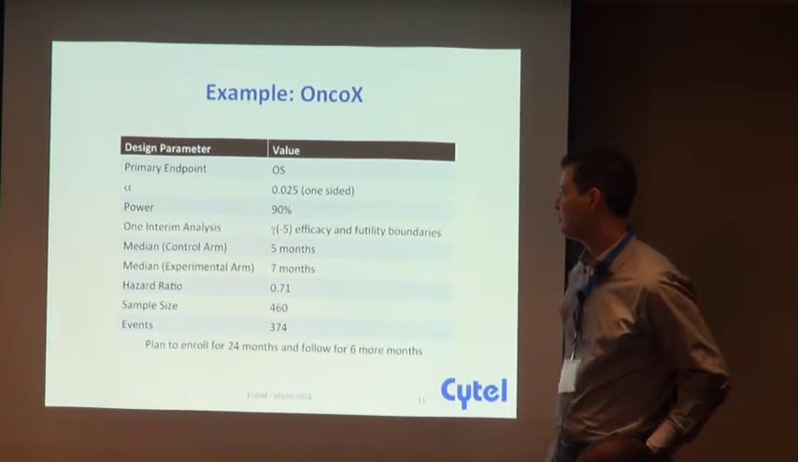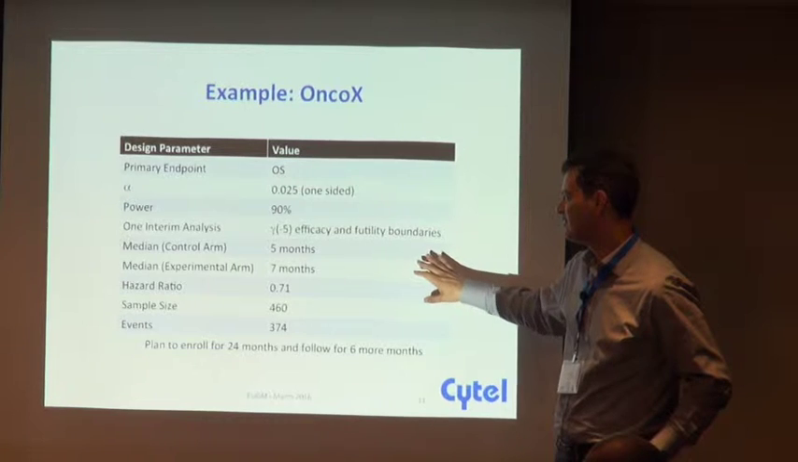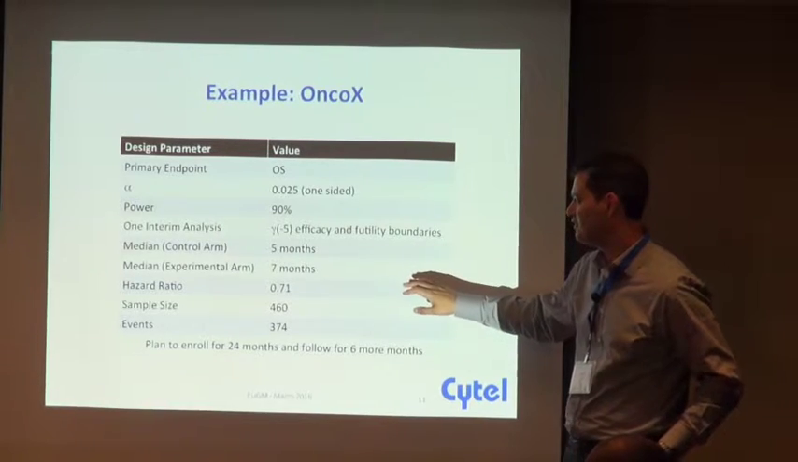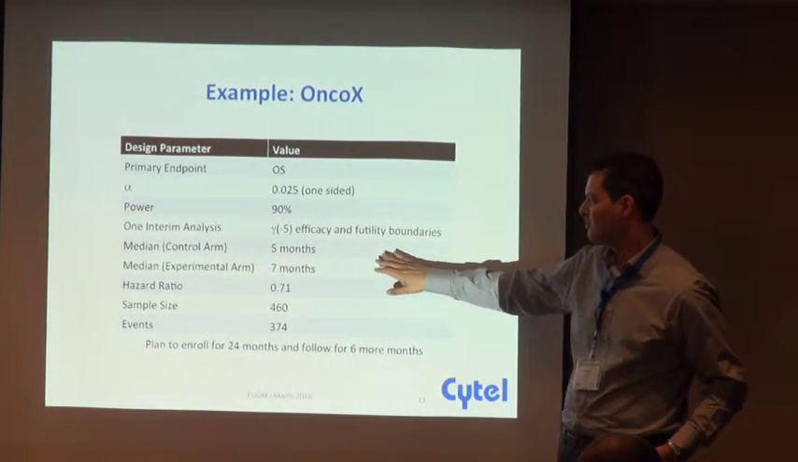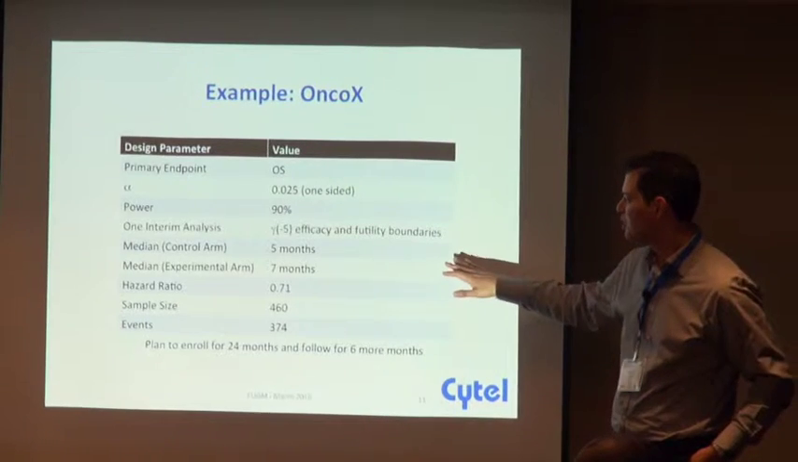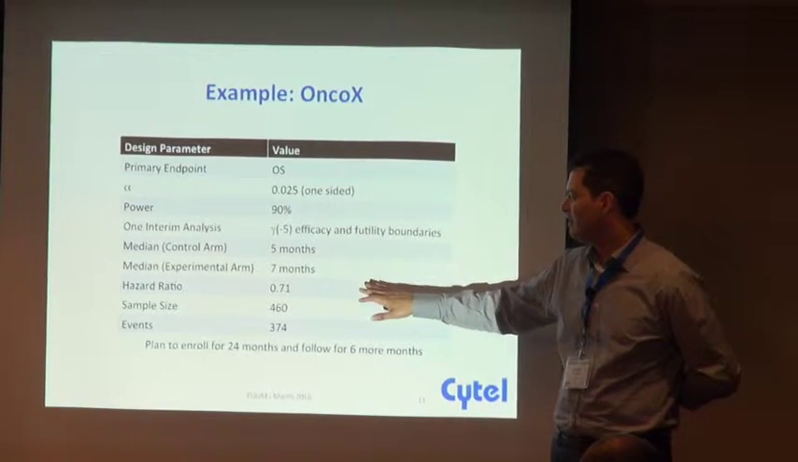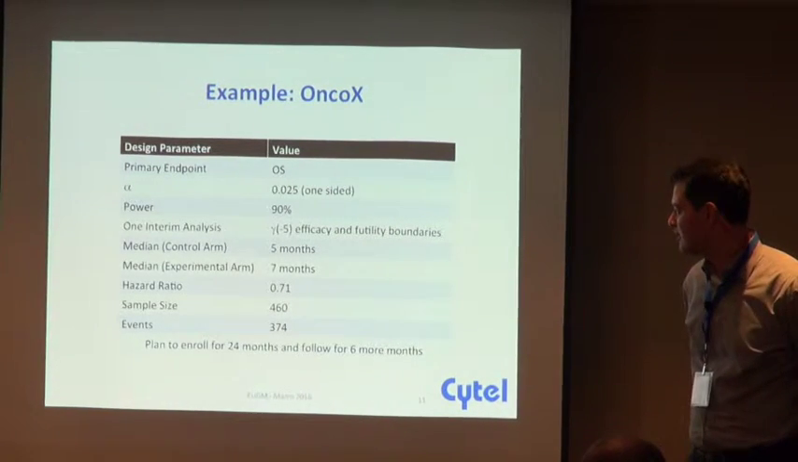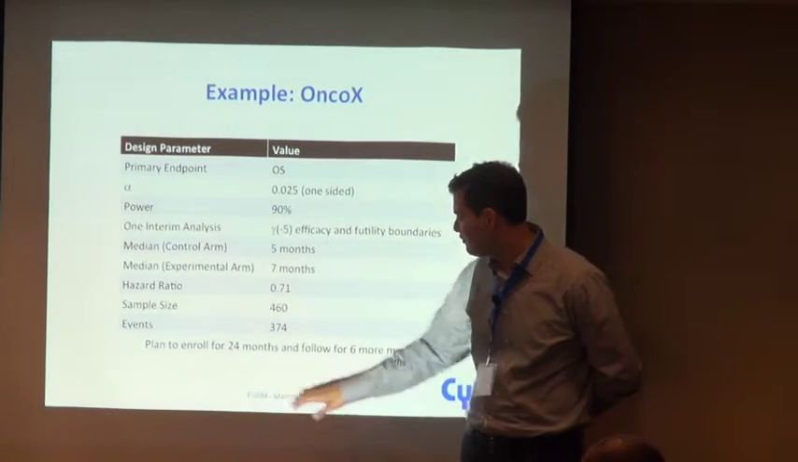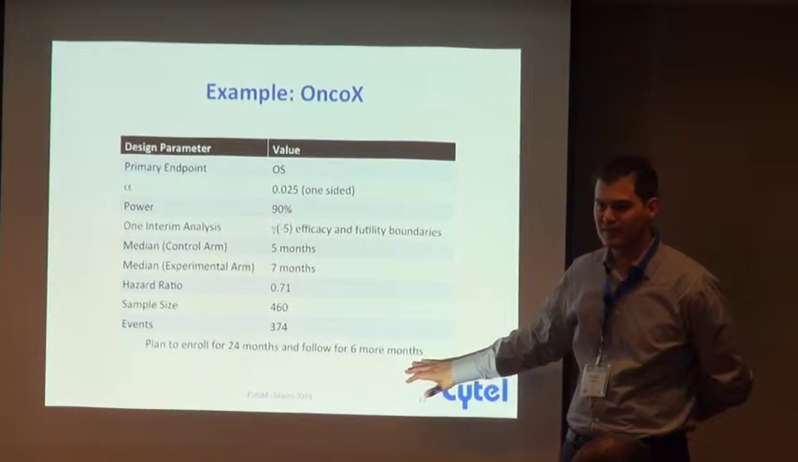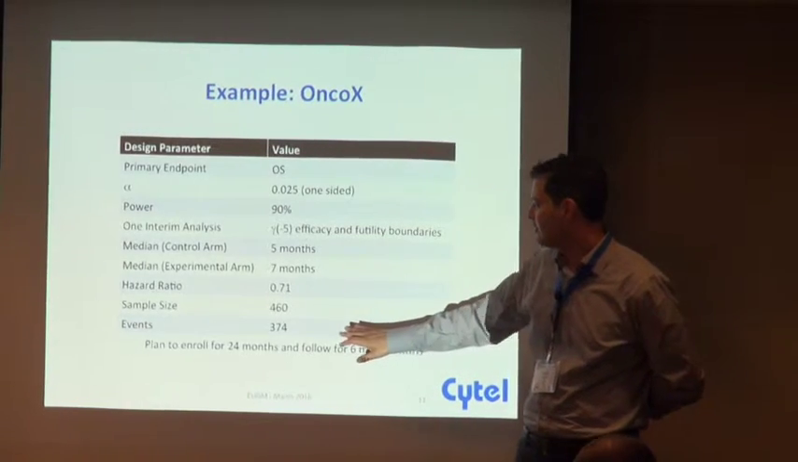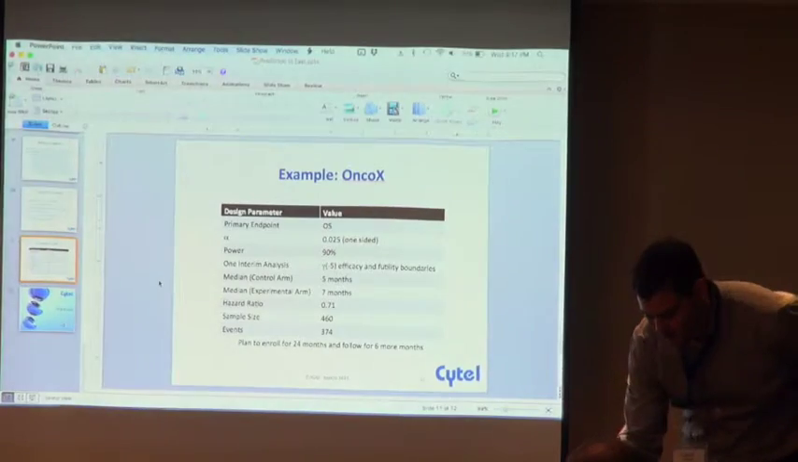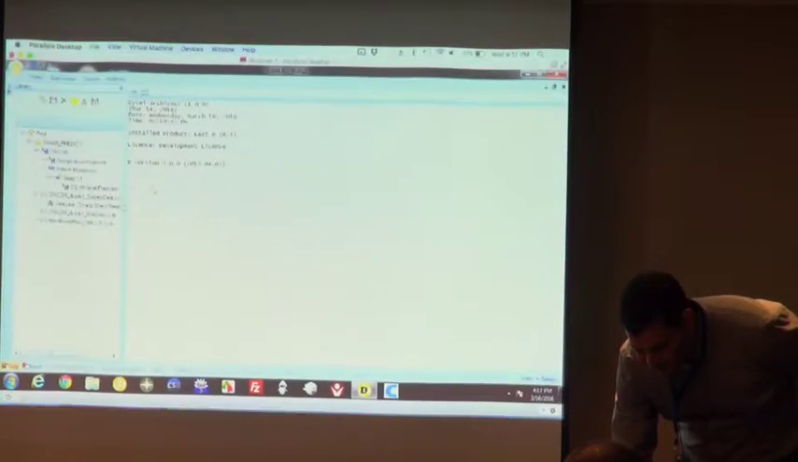This is phase 3, of course. One interim analysis with some pretty conservative boundaries for efficacy and futility. And what's driving the power is a median control arm, with a median OS of 5 months and an improvement of 0.71 hazard ratio. So the plan was to enroll this in 24 months and be done 6 months later, right? And that turns out to be 374 events, 460 patients. So we can reproduce this relatively easily.